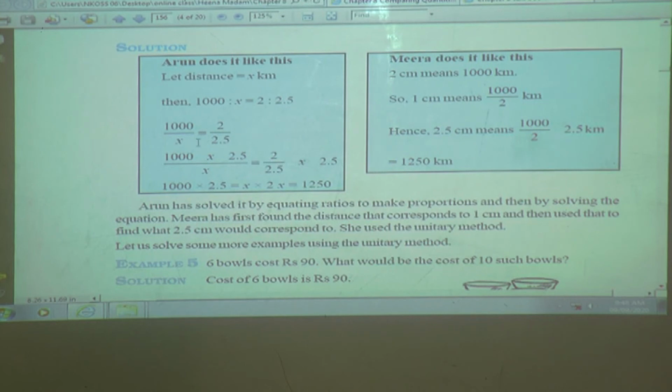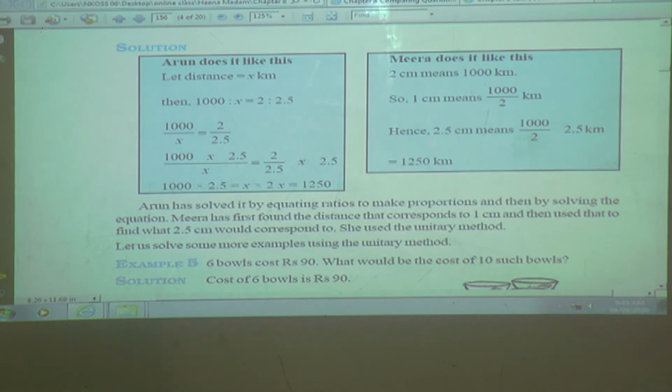No need for this. Here I will give you a simple trick. You can just cross multiply to find the value of x. 1000 multiplied by 2.5 is equal to x multiplied by 2. You now know how to rearrange, and we have to find the value of x. So x is equal to 1250 kilometer.